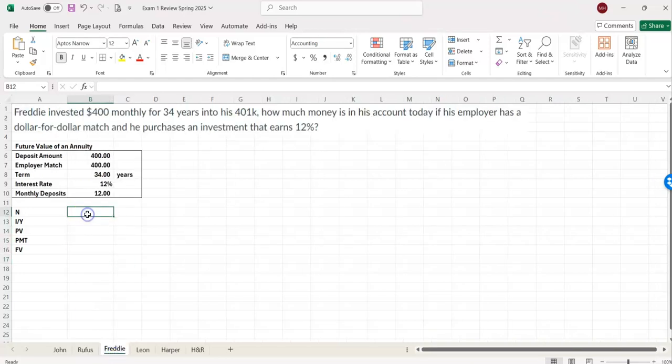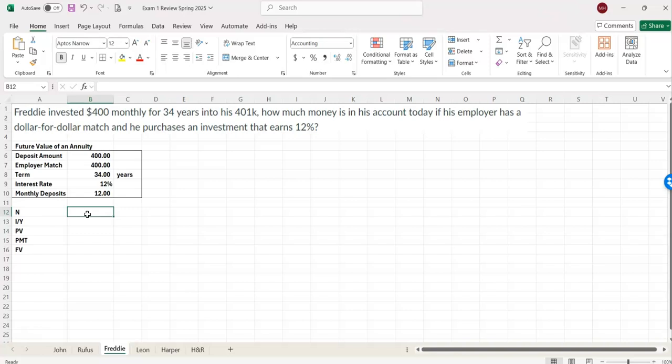Now we're going to do a future value of an annuity. This would be like you making continuous deposits into your 401k. In this case, we have Freddie. Freddie invested $400 monthly for 34 years into his 401k. How much money is in the account today if his employer has a dollar for dollar match and he purchased an investment that earns 12%?